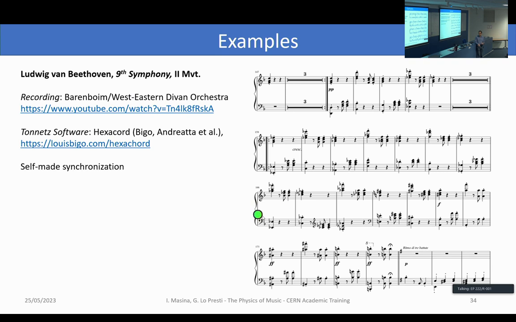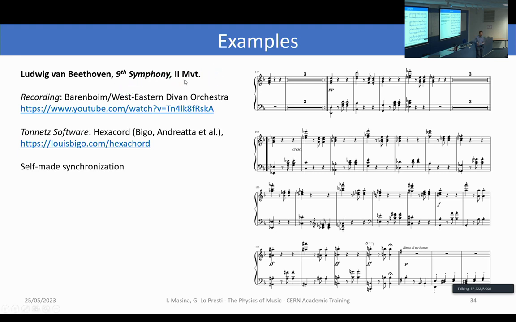I'm sure everybody has heard it. If not, go and look at this recording. It is an excellent recording by this orchestra with Barenboim as the director. This is the second movement of the Ninth Symphony, a very, very fast movement.